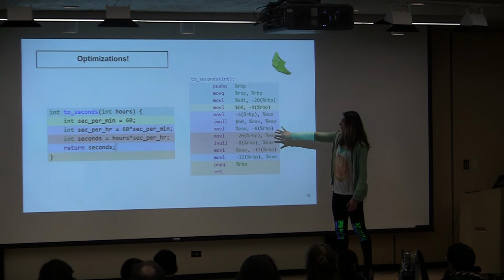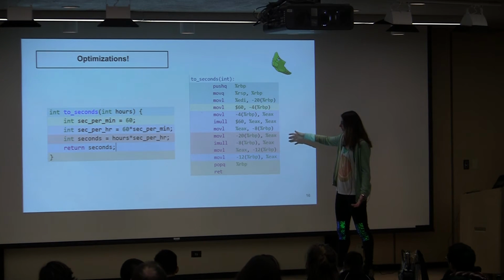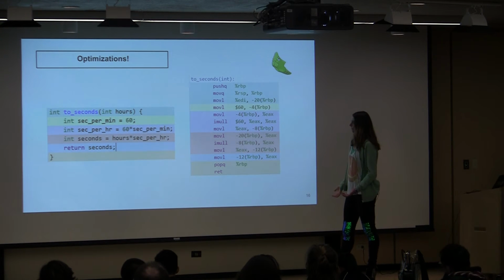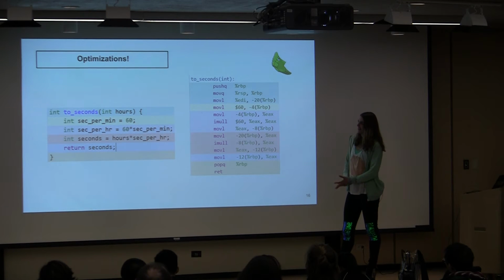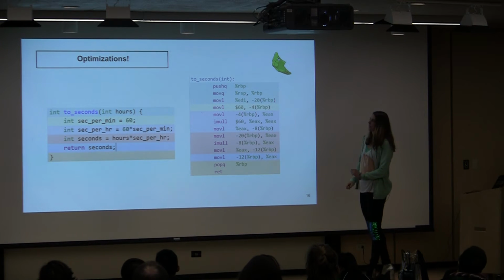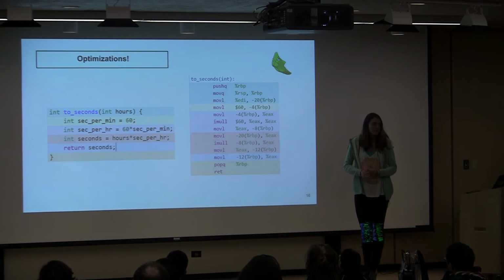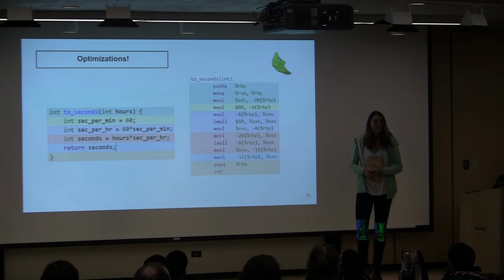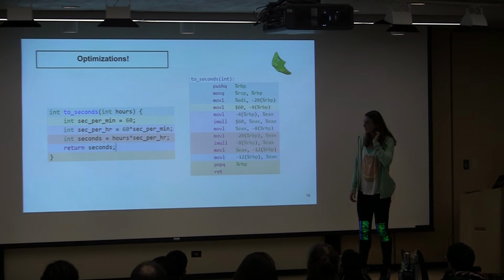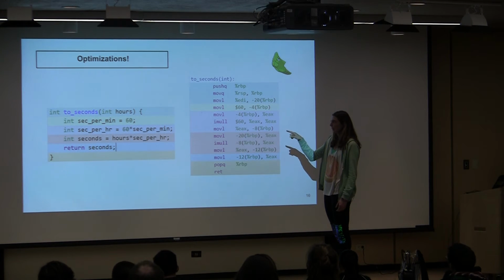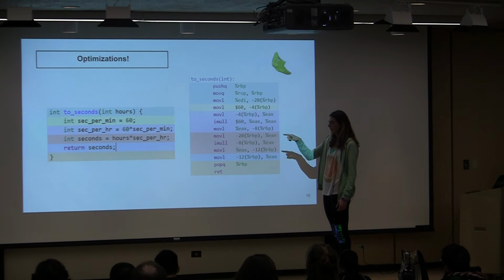All these intermediate variables get set up, and it ends up calculating all 3 of these things. So does anybody have an idea about the obvious way to optimize this? Yes? Do all of the multiplication in one line, so you don't have multiple. Yeah. Seconds per minute only gets used as something to multiply by 60 to get seconds per hour.